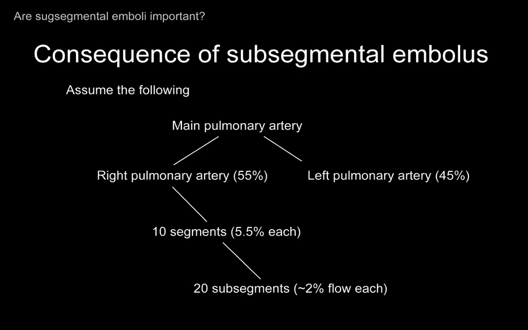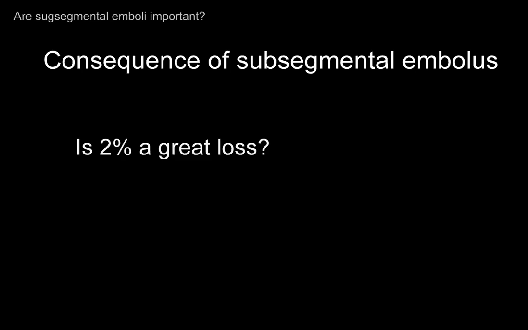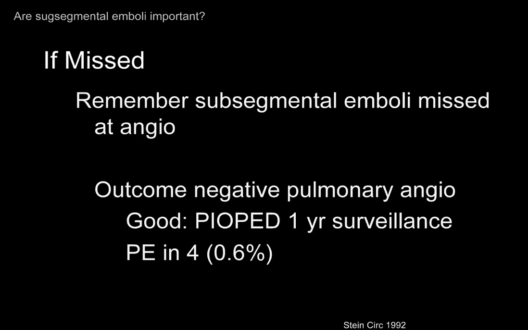What are the consequences of a single subsegmental embolus? Assuming an anatomic distribution of blood flow, and assuming a conservative 2 subsegments per segment, each subsegment receives only 2% of the total pulmonary blood flow. Normal pulmonary reserve easily compensates for this loss. If missed, these clots may have little consequence. For example, certainly subsegmental emboli are missed at angiography. However, the outcome of patients with normal pulmonary angiography is good.